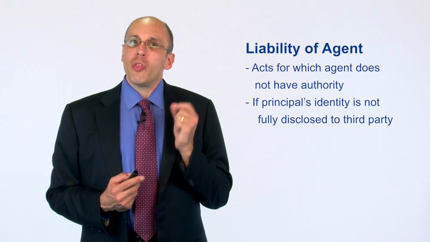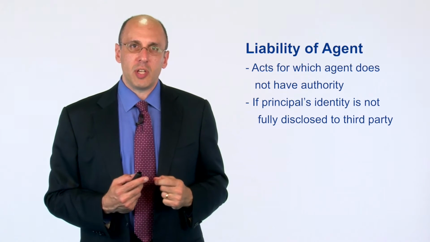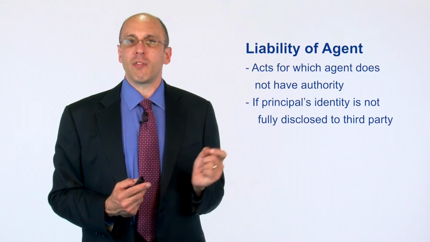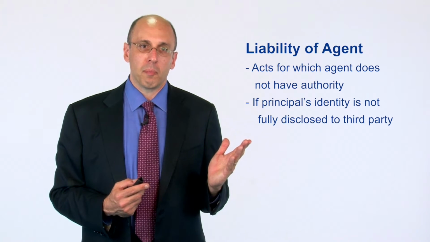So it's clear that if the agent does not have authority to act, then the agent will be liable for any transactions in which she enters. But if the agent does have the authority to act, then the agent will not have liability. So it matters a lot to the agent whether they really have authority or whether they don't. But in addition, it also matters to the agent whether the third party with whom they are dealing knows that the agent is only an agent and is acting for some other principal.